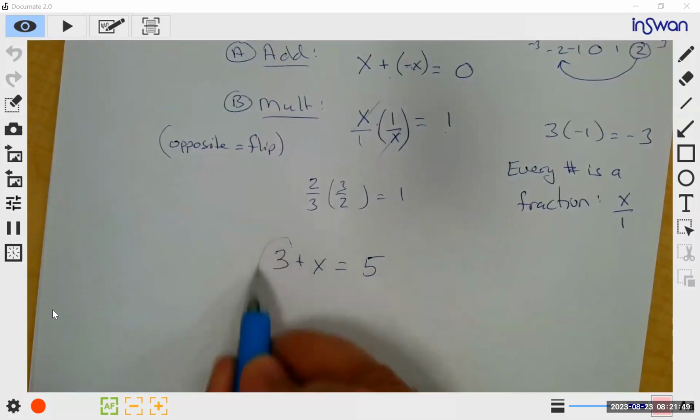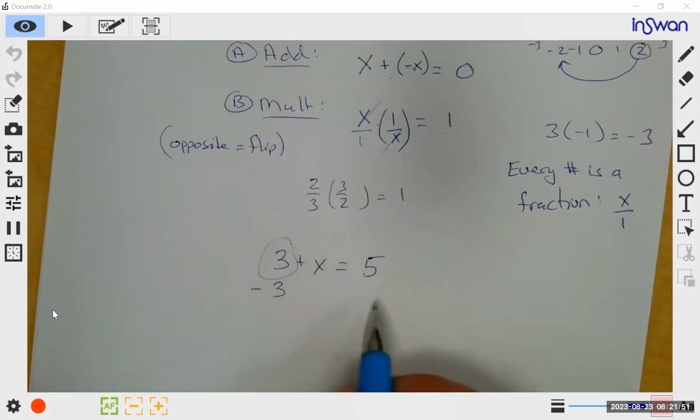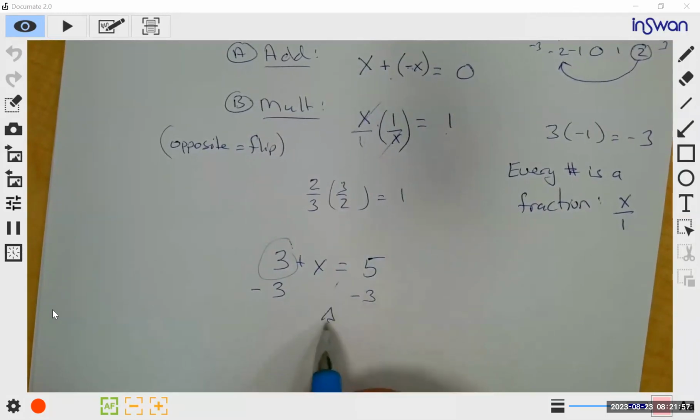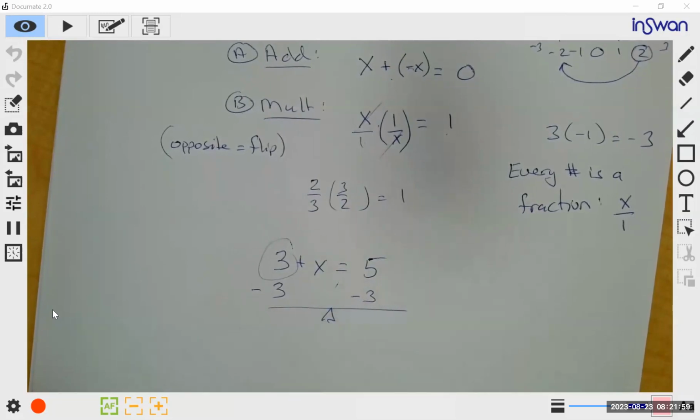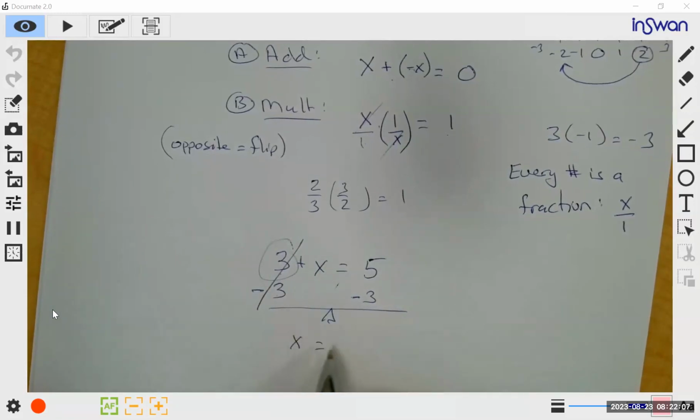Yes, do the opposite. We have to do both sides. Why both sides? Because the equal sign is a balance beam. Whatever you do to one side, if I'm doing a -3 here, I've got to do a -3 here. So those cancel out. We're left with x equals 5 minus 3, which is 2.